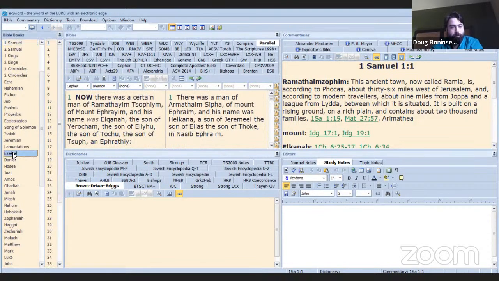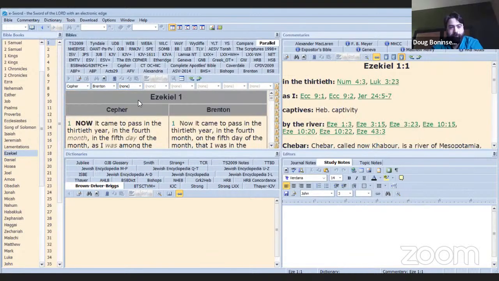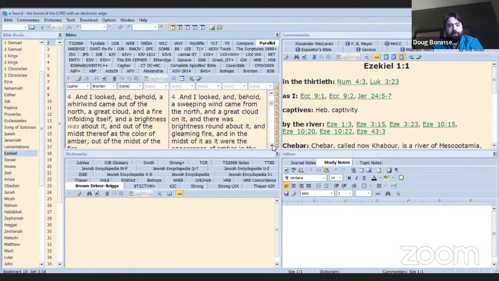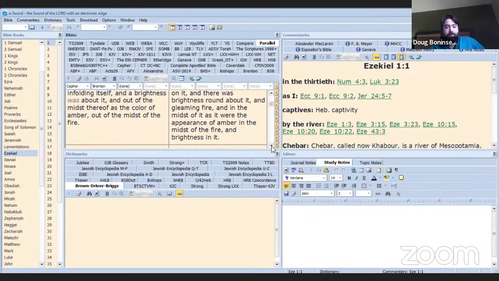So Ezekiel 1 verse 4. And I looked, behold, a sweeping wind came from the north, and a great cloud on it, and there was brightness round about it, gleaming fire. And in the midst of it, as it were the appearance of amber, in the midst of fire and brightness in it.